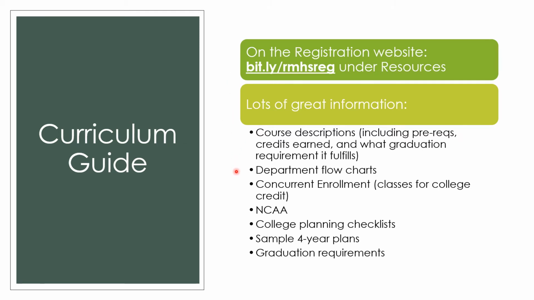You also have department flowcharts, concurrent enrollment information, so classes that you can earn college credit for. If you're an athlete, information about NCAA. There are college planning checklists, some sample 4-year plans, and graduation requirements. This is going to be a very handy tool to answer a lot of your questions around registration.